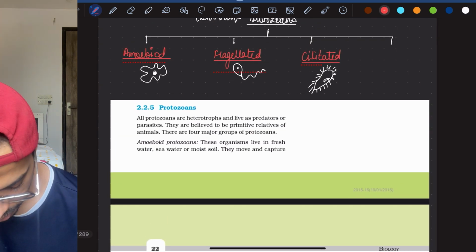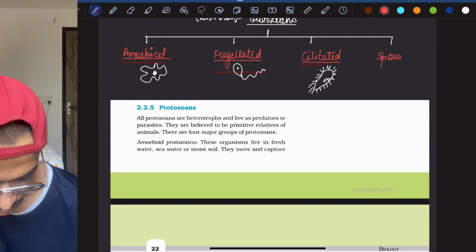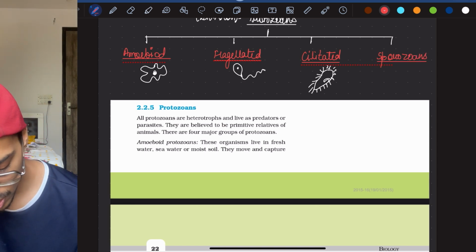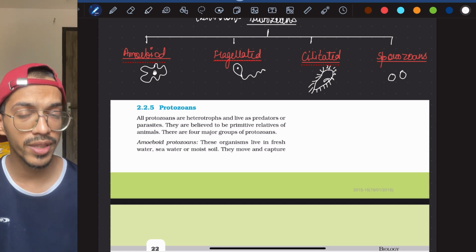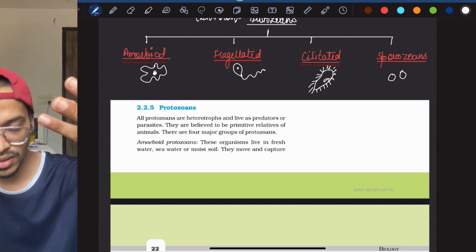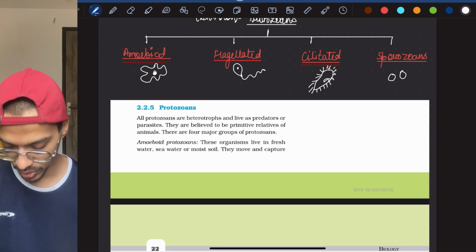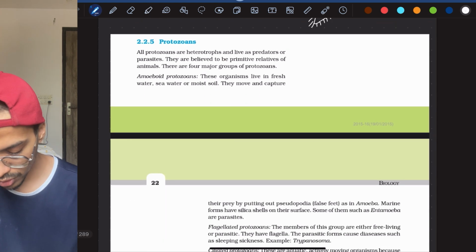Sporozoans, okay, which is spore-like. Okay, let's just study about it. So what were the four of them? Flagellated, ciliated, amoeboid and sporozoans. So you have to remember certain facts.